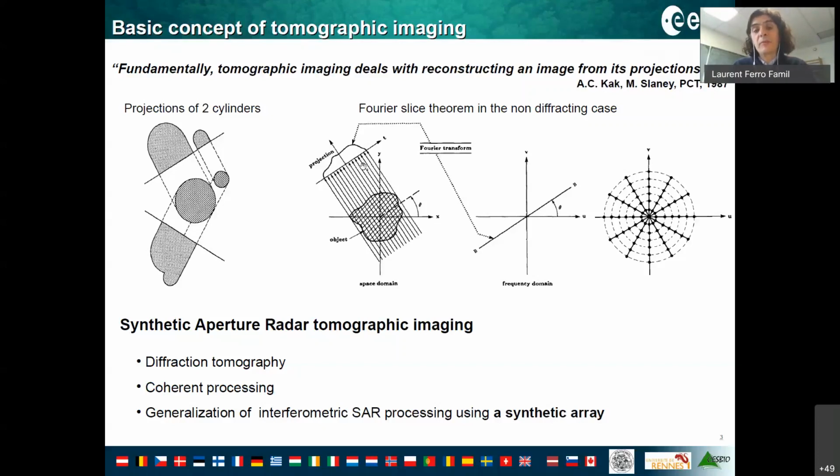And if you perform projections along different angles theta, you may show easily, and this is what is done in the book by Kak and Slaney, that you can reconstruct the object. Why?